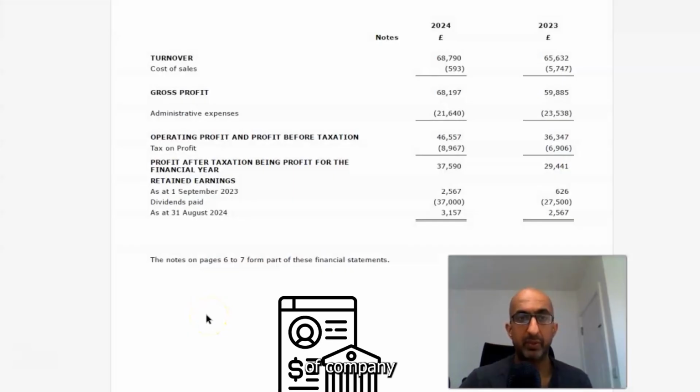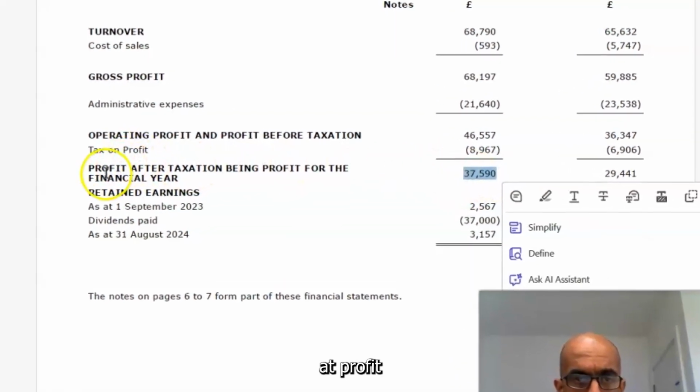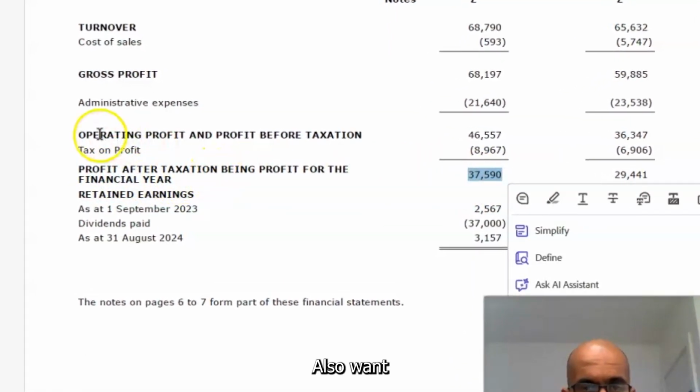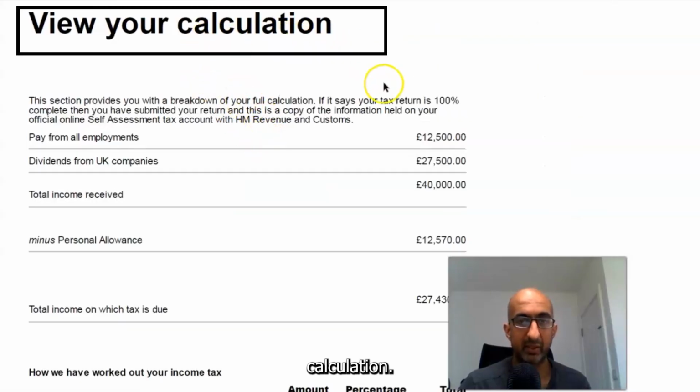What I've got on the screen is a set of company accounts. Lots going on here, but the main things I'm looking for are profit after tax and profit before tax of the company. It's got it for 2 years because we typically need 2 years. Most lenders want to see 2 years of trading and they'll average the income over 2 years. Also, what's really useful, and it's not always on this page, is the dividends that are paid. So in terms of documents, I'm looking for the company accounts, but I'm also looking for something called the tax calculation.